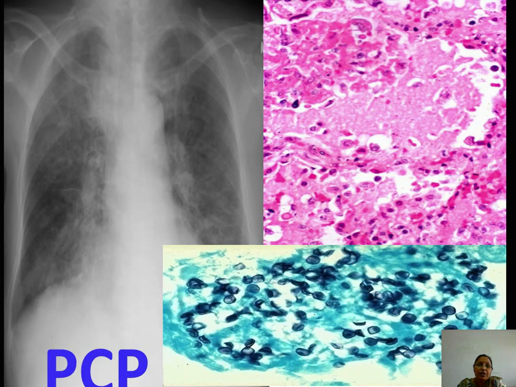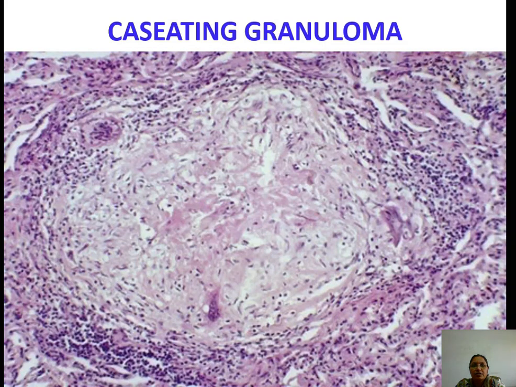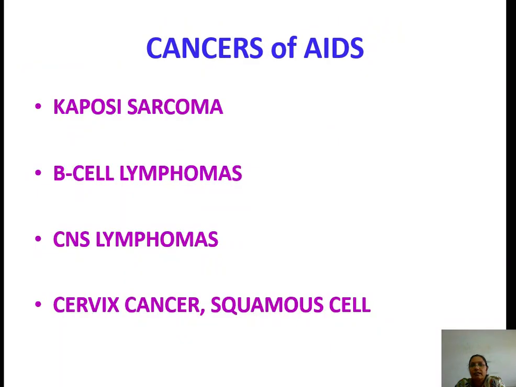This diagram is showing the lung infiltrate, and histopathologically it shows the Pneumocystis carinii infection. This epithelium is showing the Cryptosporidium infestation. Then caseating granulomas are there, maybe tubercular. Then most important are the cancers of AIDS.